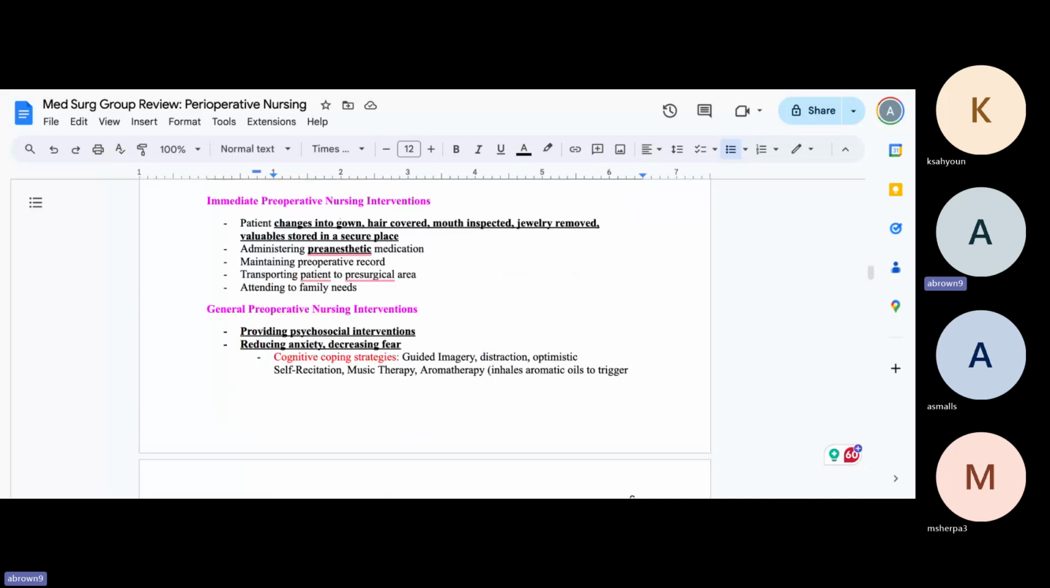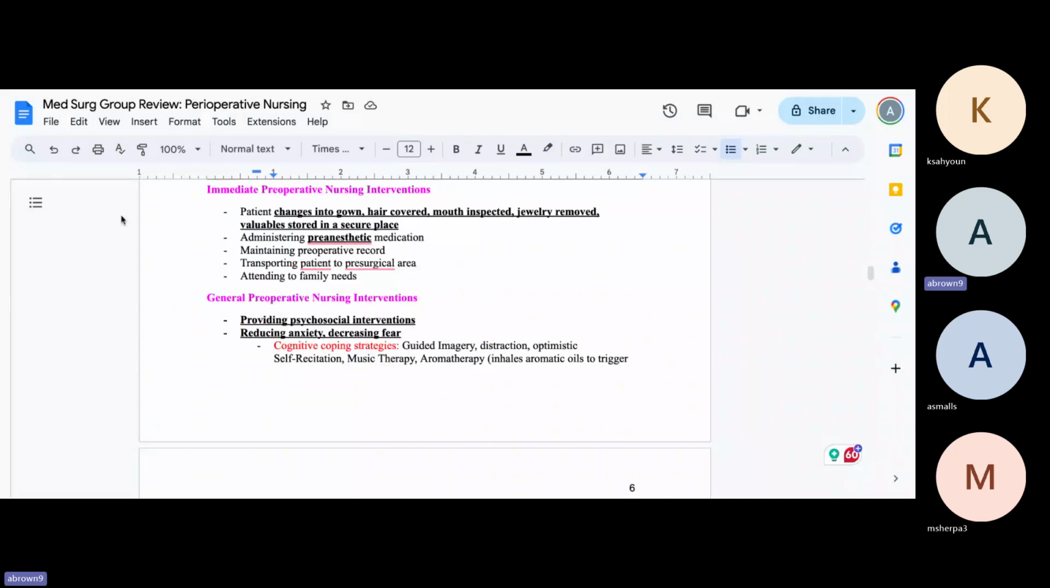Okay, so immediate preoperative nursing interventions. Patient changes into their gown, hair is covered, mouth inspected like we said, jewelry removed, valuables stored in a secure place. Then you're going to want to administer that pre-anesthetic medication. Remember that example I gave about that benzodiazepine, which is that medication that is a muscle relaxant, can help a patient fall asleep as well, and can help treat anxiety. So that's the nurse doing that. Maintaining a preoperative record, transporting patient to the pre-surgical area, and attending to family needs.